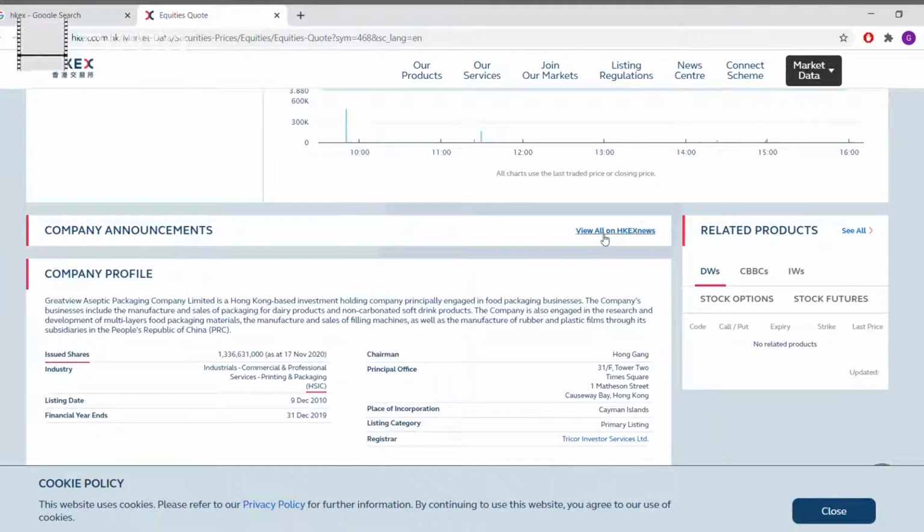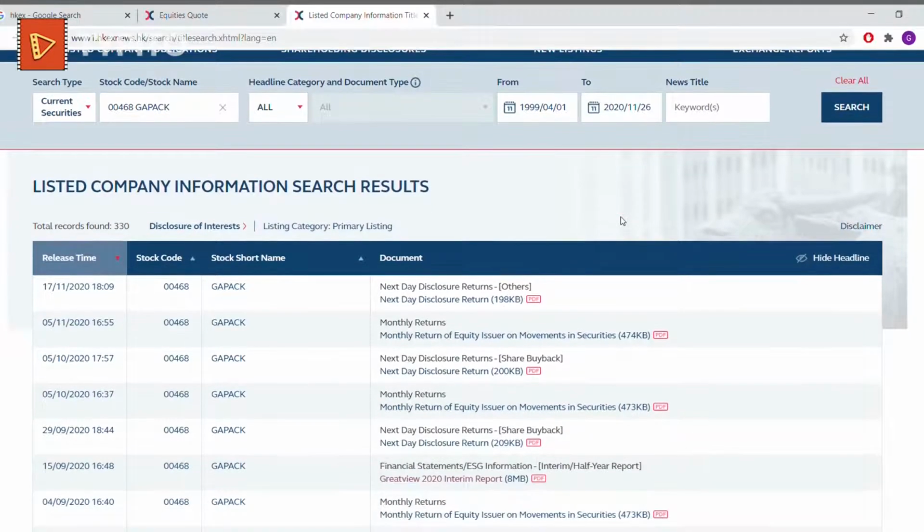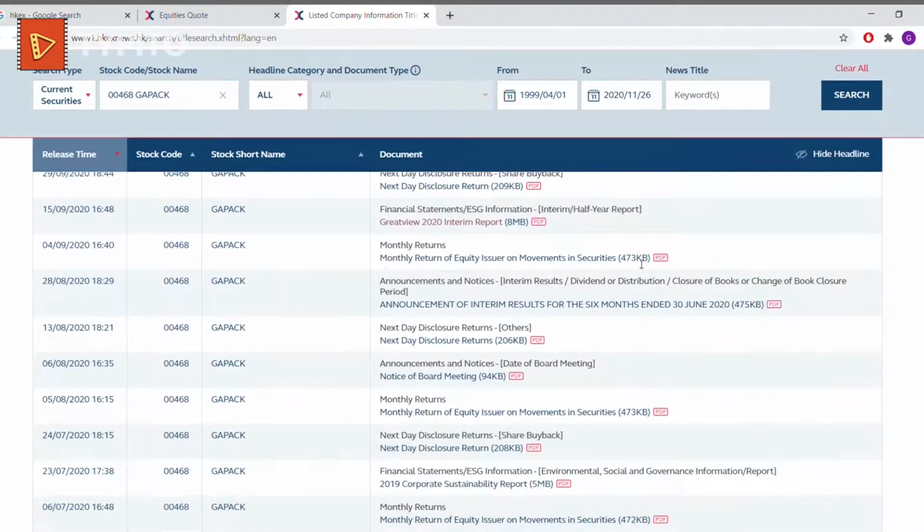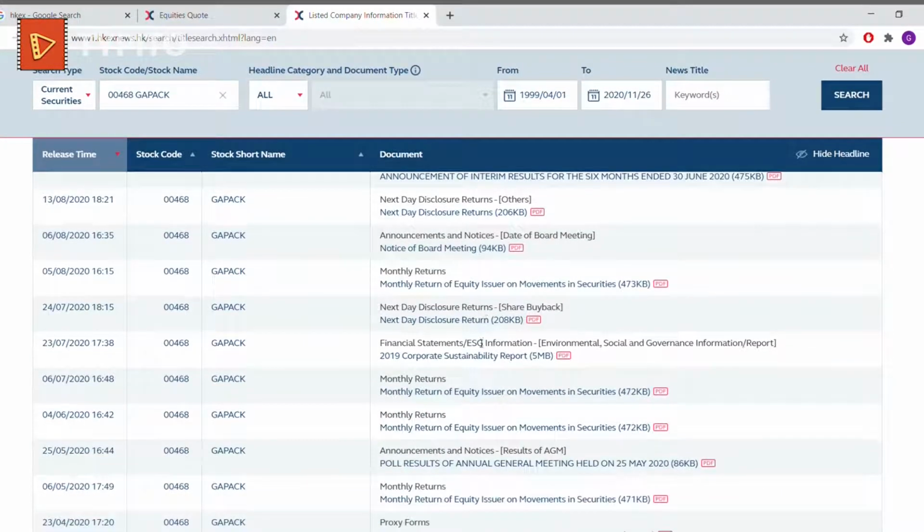So under company, click on company, and under company announcement there's a link over here, View all on HKEX News. Click on that, and you just have to scroll through to find the announcement for the interim report or the annual report.